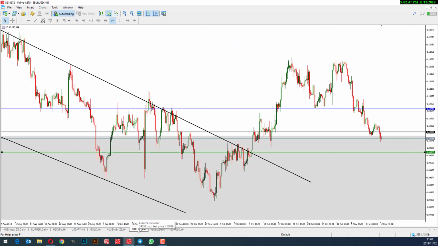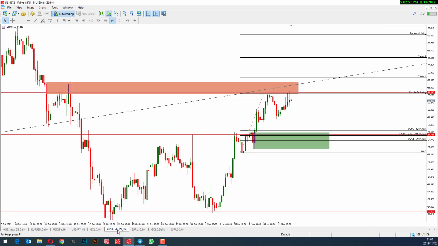And don't force the trades, guys. Wait for the levels. You see, don't force the trades. Wait for the levels to be reached, and then you'll be smiling.